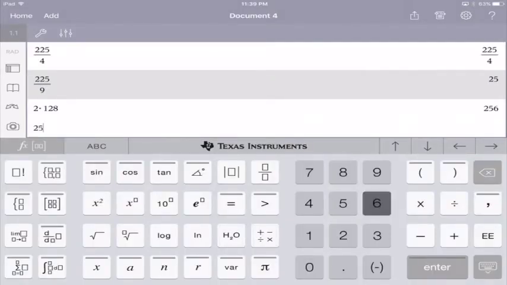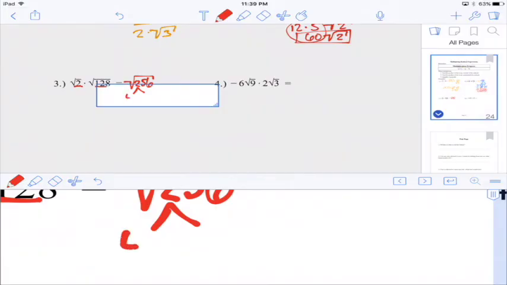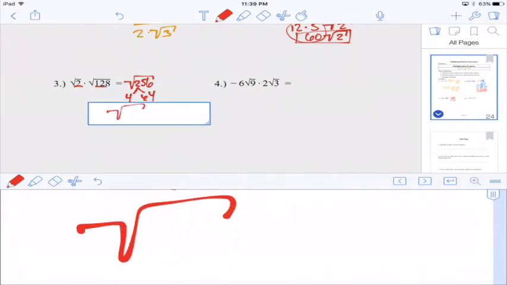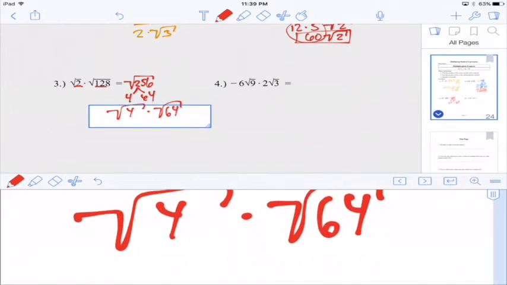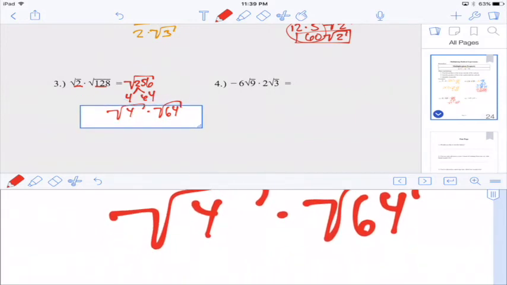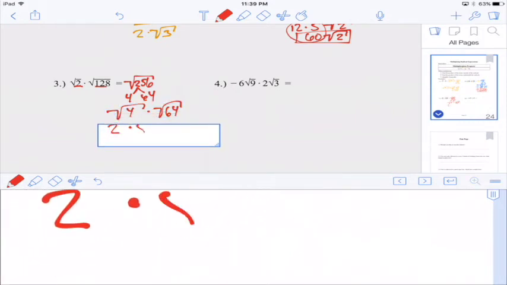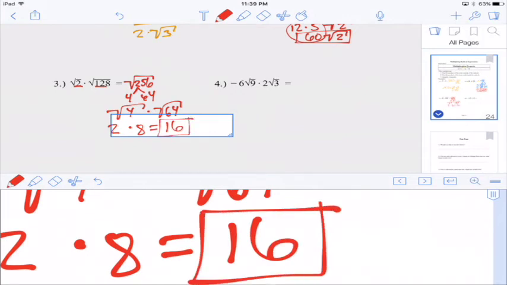Let's see, 256 divided by 4. 4 and 64, that's easy. So I'm going to break that up and do the square root of 4 times the square root of 64. Right? I'm kind of skipping some steps, but hopefully you guys are good enough at this point. Well, the square root of 4 is just 2, and the square root of 64 is just 8, so 2 times 8 is 16. Hooray, that was a really nice one because it simplified all the way.